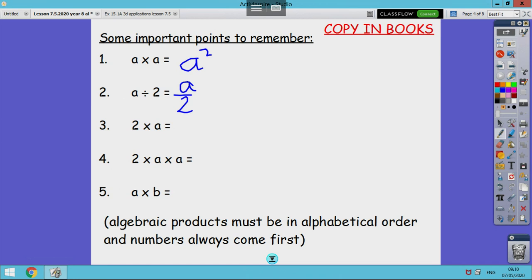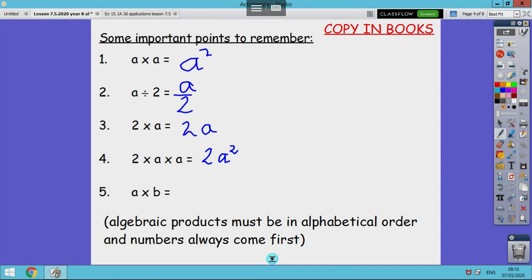2 times a for the next one. Now in algebra we don't use multiplication signs when everything's simplified, so we would just write 2a. Now if we think about this next one, 2 times a times a, well we know that a times a is a squared, so this would just be 2a squared.